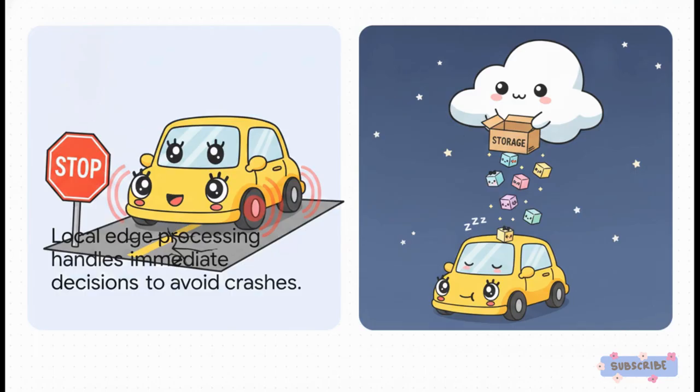But it doesn't ignore the cloud completely. At the end of the day, when the car is safely parked in your garage, it flips to the edge-to-cloud model to bulk upload summarized telemetry, stuff like battery health or mapping updates. That north-south upload is then used by the central cloud to train much smarter global machine learning models.